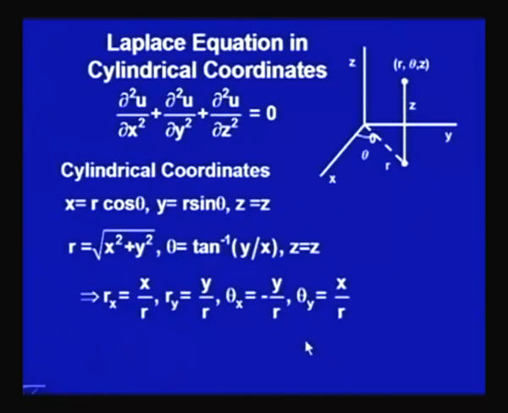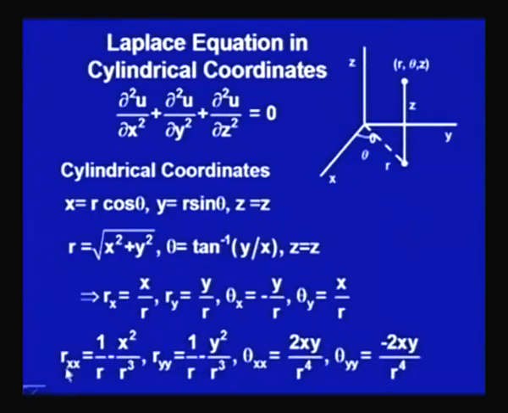Now we move to the second derivatives, that is r_xx. This is del 2 r over del x 2, differentiating again with respect to x. So, we get 1 upon r, then x times the derivative of 1 upon r, that is minus 1 upon r square, into the derivative of r with respect to x, which is x upon r. So, we get 1 upon r minus x square upon r cube.